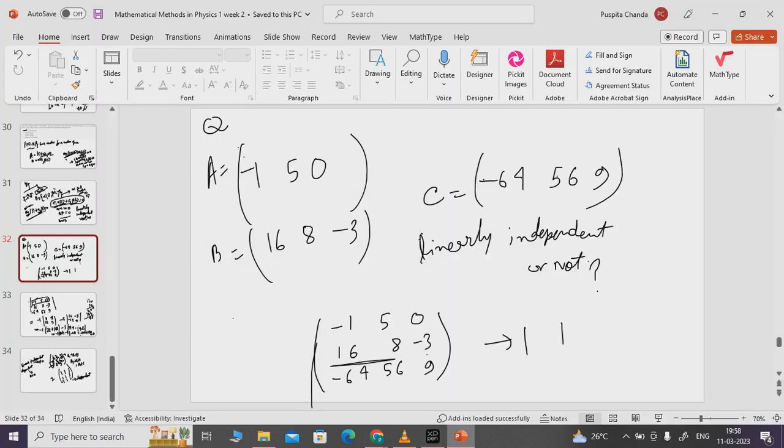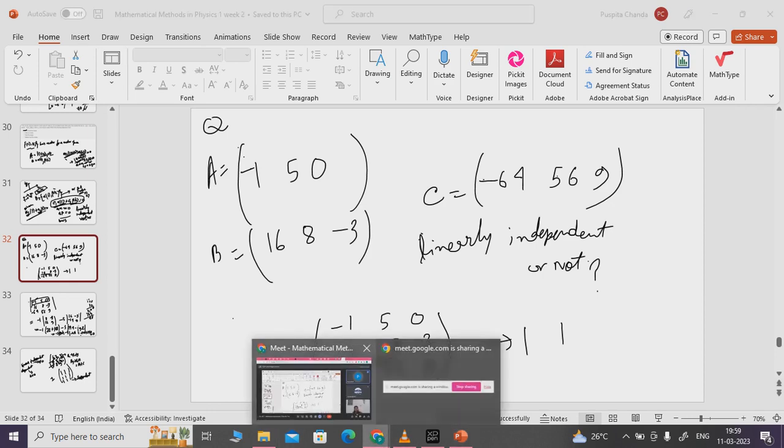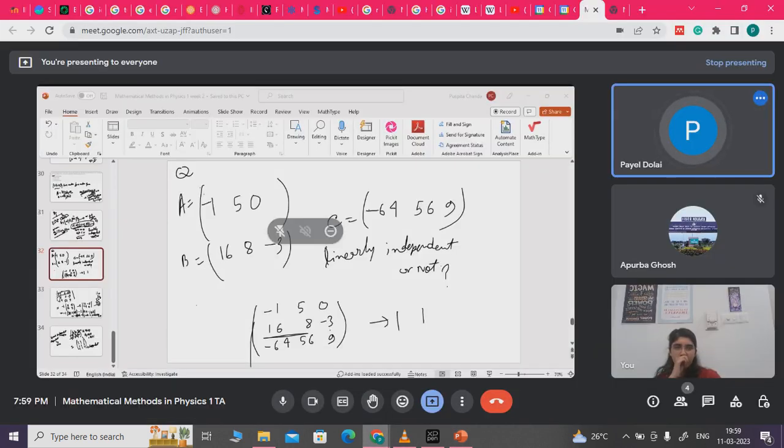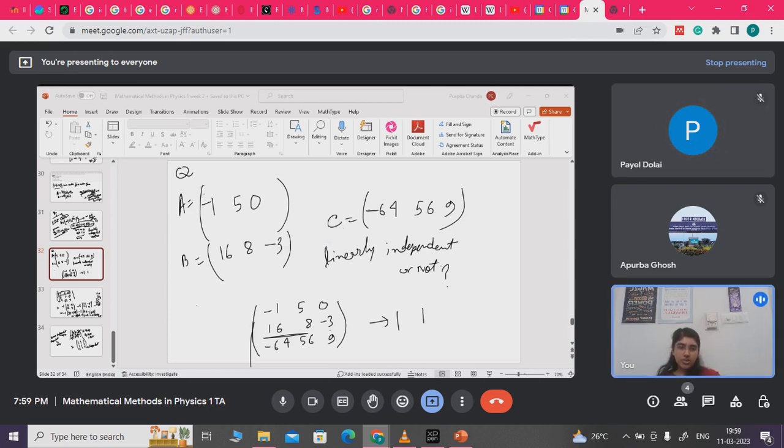Ma'am, I have one more question. Yes. The rank R of the product of an M cross N matrix A of rank RA and an N cross P matrix of rank RB satisfies the given 4 options. One is RA plus RB minus N less than or equal to R.